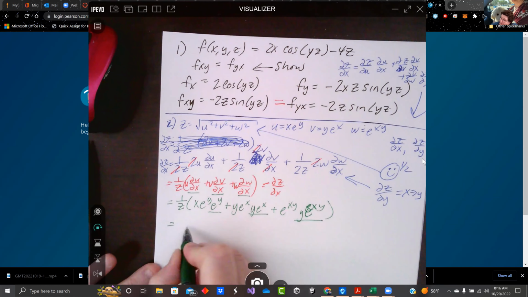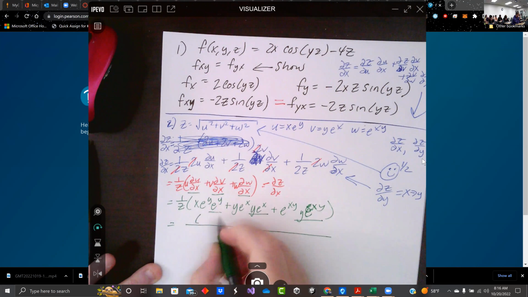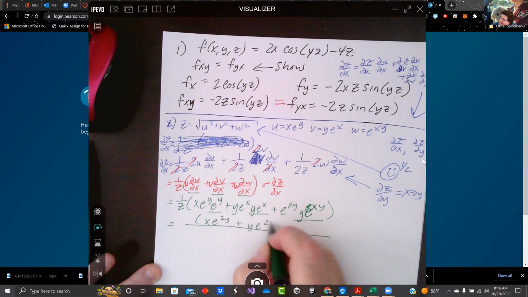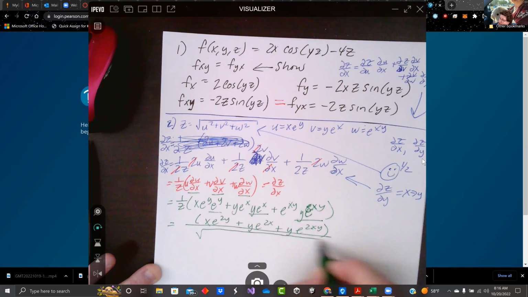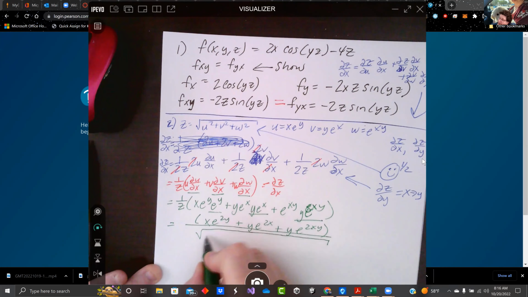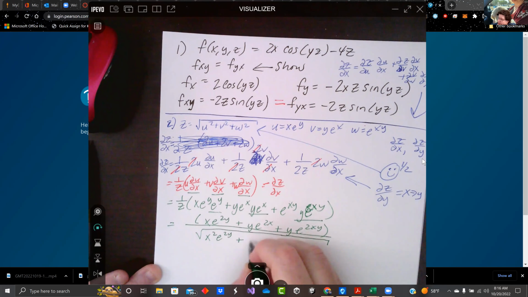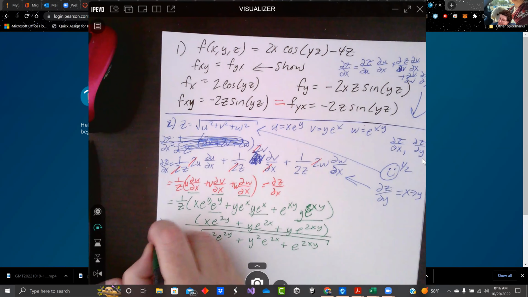So on top, I've got x e to the 2y plus y e to the 2x plus y e to the 2xy. On the bottom, I have our initial function: u squared is x squared e to the 2y, plus v squared is y squared e to the 2x, plus w squared is e to the 2xy. That is dz dx.